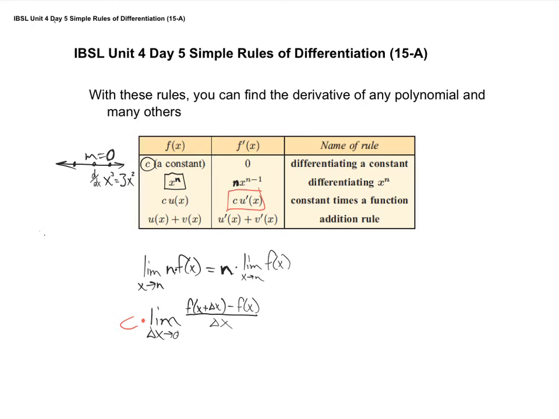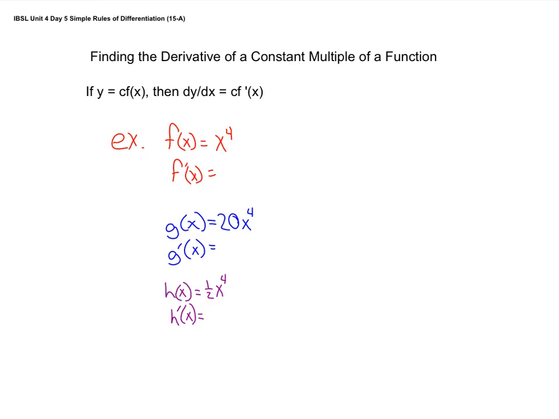Okay? Then likewise we had the derivative of a sum, and an easy way to remember this is that the derivative of a sum of two functions is the sum of the derivatives of those, and that also is derived from the limits, and we're actually going to prove that one here in just a minute. Okay, so let's look at the constant multiple of a function.